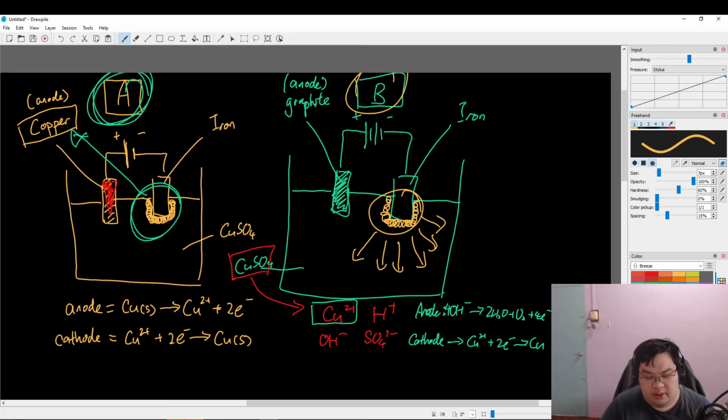So in short, two ways to coat things. A is because the anode dissolves and coats on the cathode. B is because you look at the anode, and the anode is inert, it cannot dissolve, so therefore the coating comes from the electrolyte.